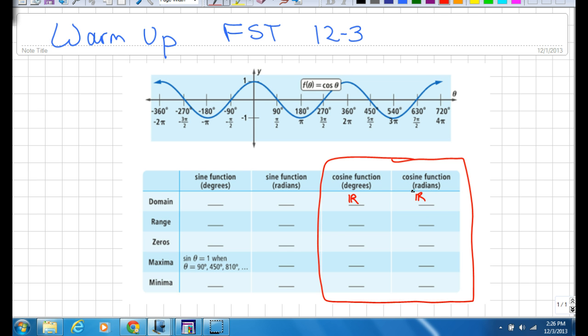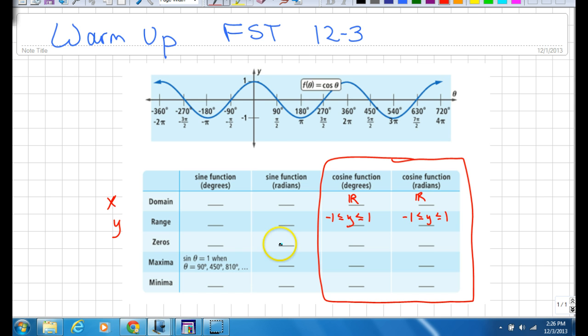All right, so the range, we already said the domain is the x values. What is the range values? The y, right? Yep, so the y values are always going to be between -1 and 1. And that is the same for radians. So is radians basically everything the same except for the zeros? Right. And when you talk about max and minimum, where they are.